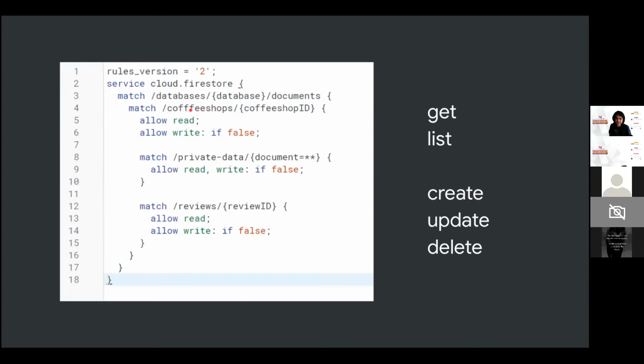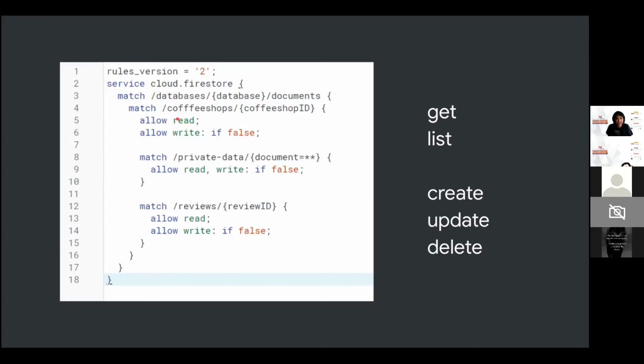For each document inside the coffee shops collection, we allow anyone to read it, meaning getting or querying coffee shops is allowed. But here we have allow if false for write, meaning no one can update, create, or delete coffee shops. That's the syntax basically. Same for private data and reviews. Allow read or write accept Boolean values, so if false, if true, or any expression that results in a Boolean value, which will be in the next slide.